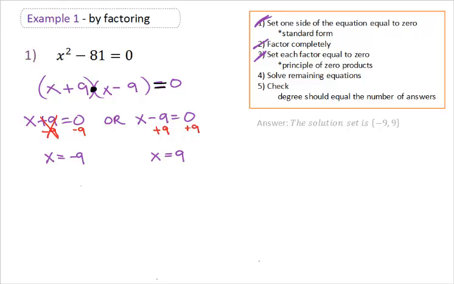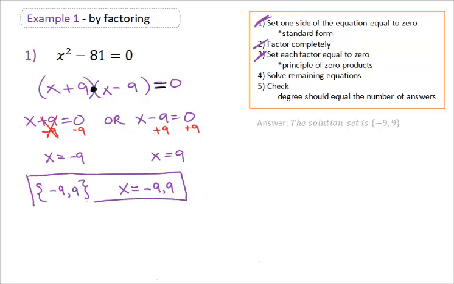positive 9. Now, depending on which way the homework asks for it, you might have one of two ways to input your answers. If it asks for the solution set, you need to put your answer in the braces, where you have negative 9, comma 9, or in the other order. If it does not ask for the solution set, if it just asks for what your variable is equal to, then you can just put in your numbers with a comma in between. You do not need the braces. So one of these two here will be your final answer. So that is finishing step number 4.